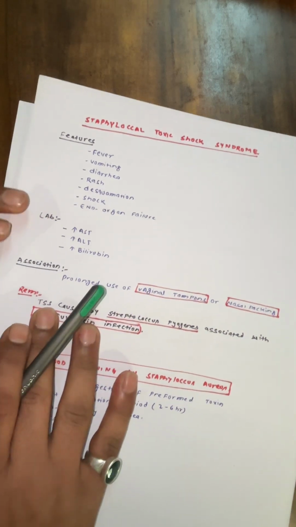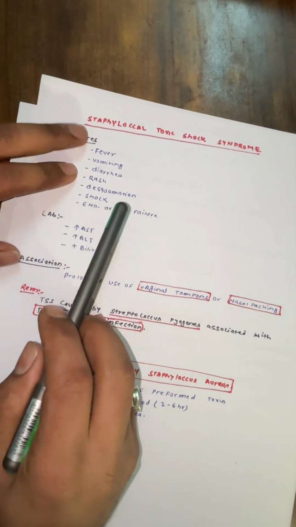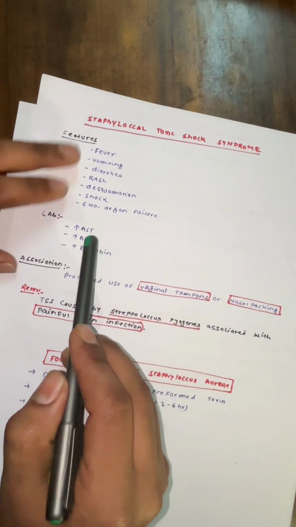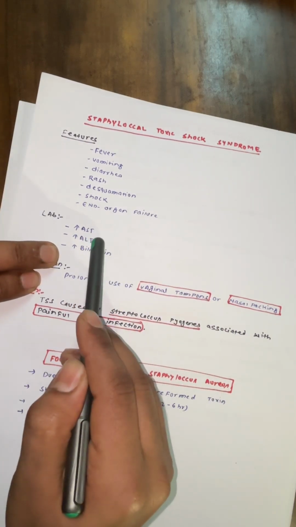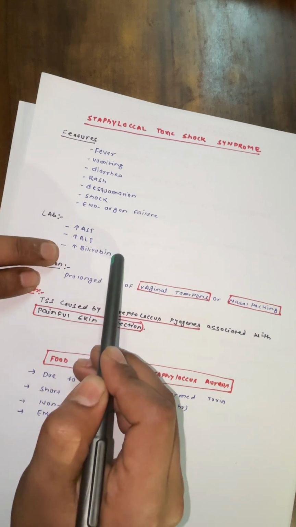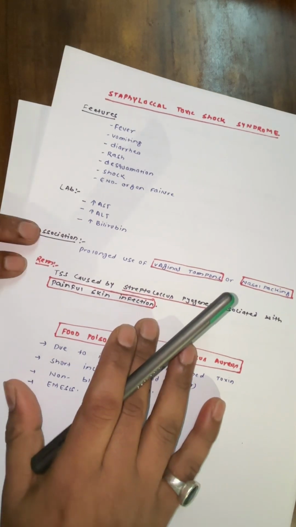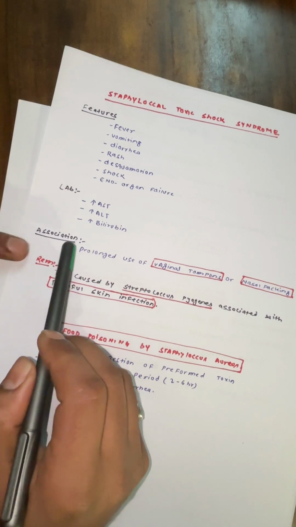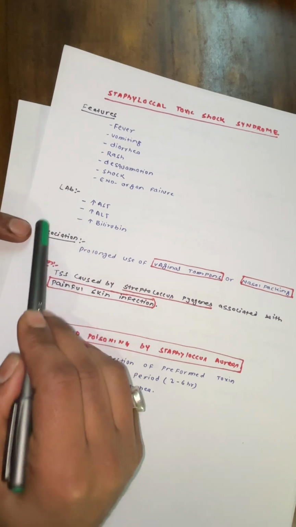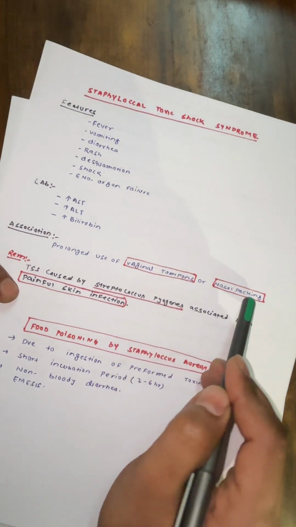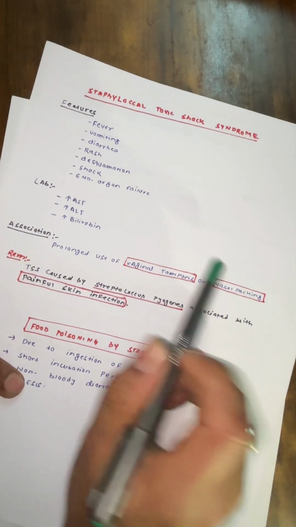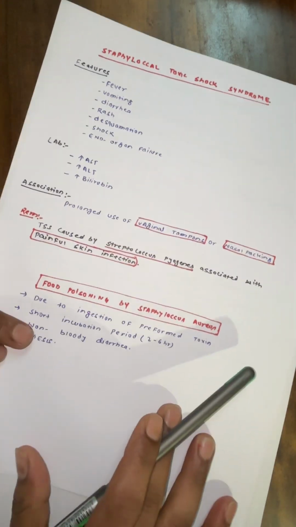In the lab reports of a staphylococcal toxic shock syndrome patient, you will see elevated AST, ALT, and bilirubin, so the LFTs will be deranged. What's the main association? Prolonged use of vaginal tampons or nasal packing. In these patients, staphylococcal toxic shock syndrome is very common.